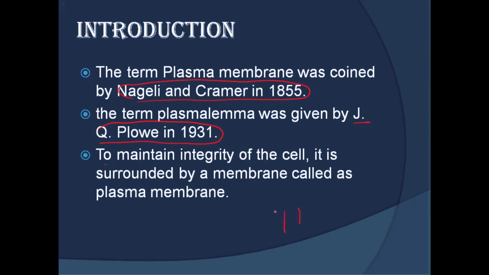For example, this is your house. To protect your house, you have a boundary around it. If you do not have a boundary, what will happen? The outsiders will come inside without any permission. Also, if you have kids inside, they are going to go out, isn't it? So this boundary protects your house. In a similar fashion, to maintain the integrity of the cell, it is surrounded by a membrane which is called the plasma membrane. I think this is very clear now.